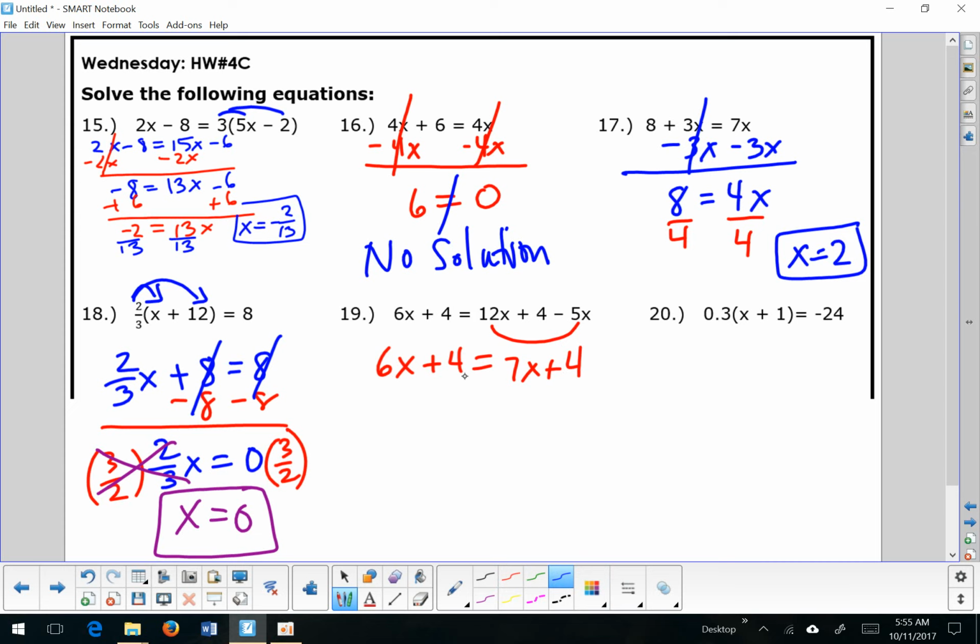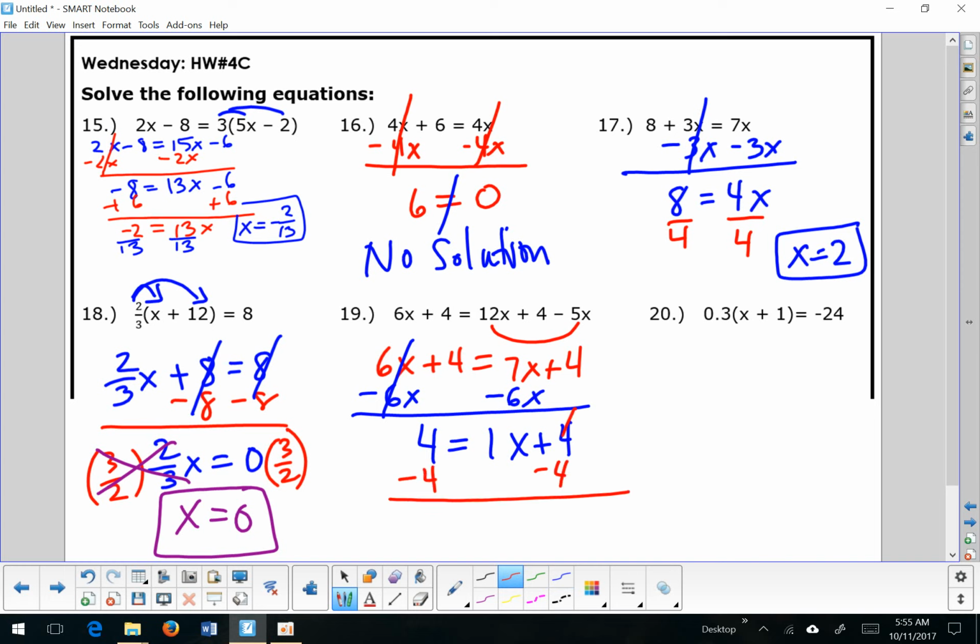Now I have to get my like terms together, but since they're on different sides, I have to move them. So I'm going to move this smaller x here, and that allows me to keep my x's positive, right? 1x plus 4. So I'm going to subtract 4 from both sides. Again, this can happen, right? You get zeros on both sides, so 0 equals x. 1x here, so I left the 1 invisible. You're allowed to do that.